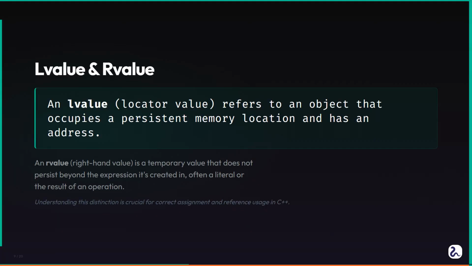An Rvalue, conversely, is a temporary value or a literal that does not persist beyond the expression it's created in. In x = 42;, 42 is an Rvalue. The result of 5 + 3 is also an Rvalue. You can assign an Rvalue to an Lvalue, but you cannot assign to an Rvalue. You can't write 42 = x;, because 42 doesn't have a persistent memory location to store x.